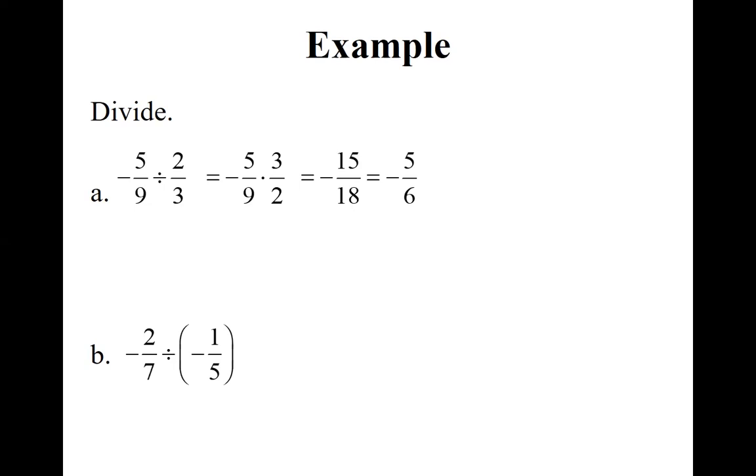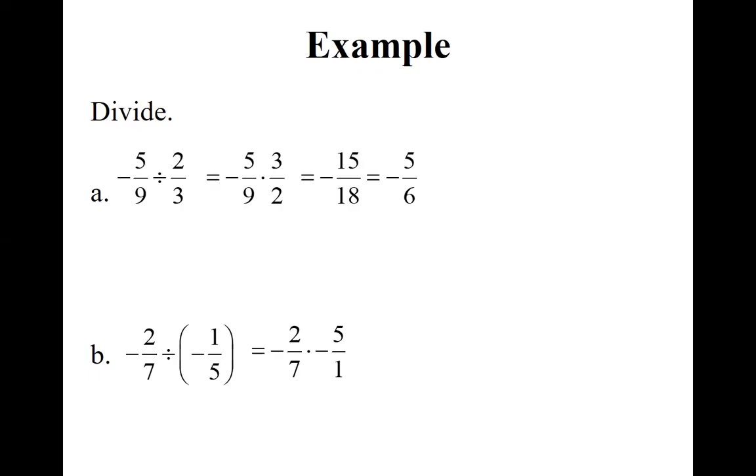In part B, negative 2/7 divided by negative 1/5. Negative divided by negative is positive. But what we're interested in is the keep, change, flip. Keep 2/7 the way it is, change division to multiplication, and then flip 1/5. So it's 5/1.